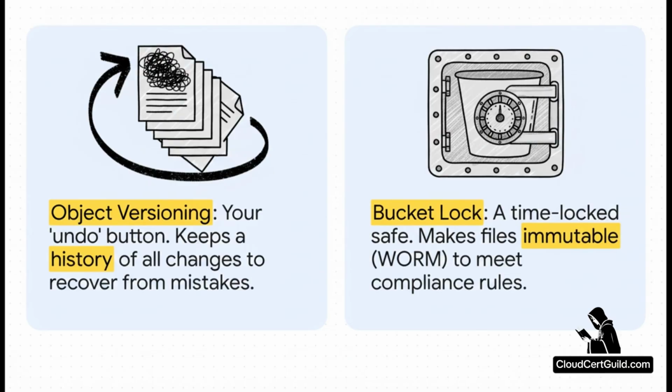On one hand, object versioning is basically your undo button. It keeps a history of every single change so you can easily recover from accidental deletions or edits. It is an absolute lifesaver. On the other side, you have bucket lock.